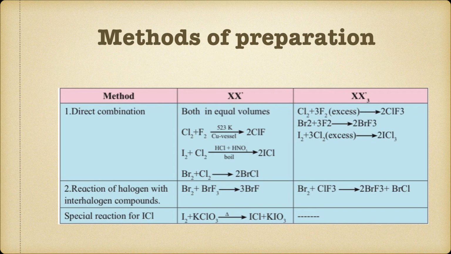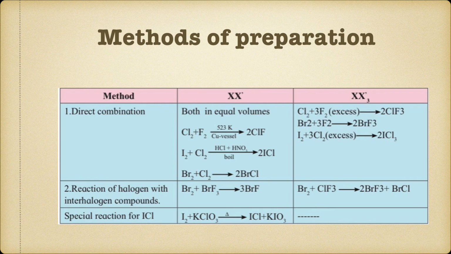Okay, now the second method of preparation is reaction of halogens with interhalogen compounds. So for XX', this reaction is done for getting BrF. Okay, so bromine is treated with BrF3, an interhalogen compound, and it will give me bromine monofluoride. Next is XX'3. Over here bromine is treated with ClF3, it will give me what? BrF3 and BrCl.